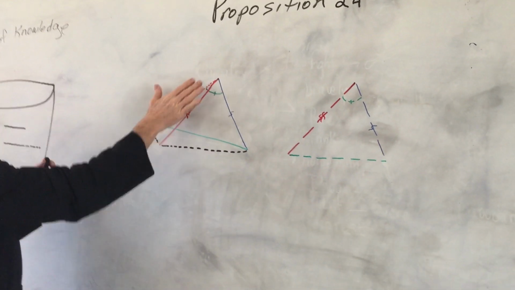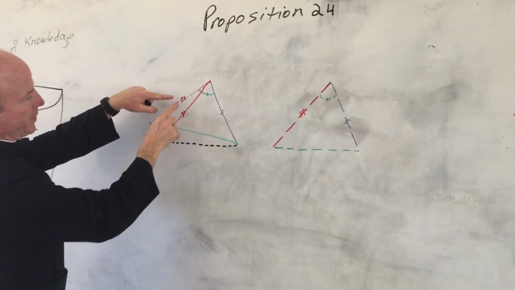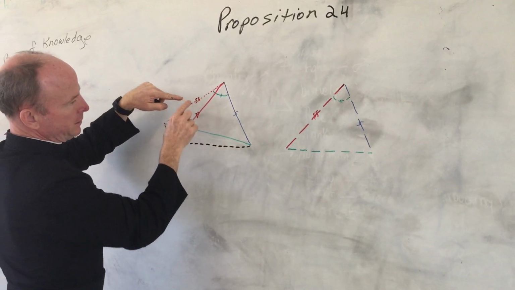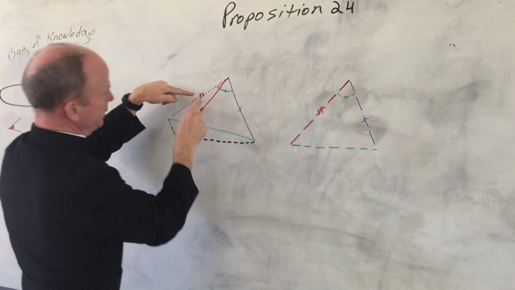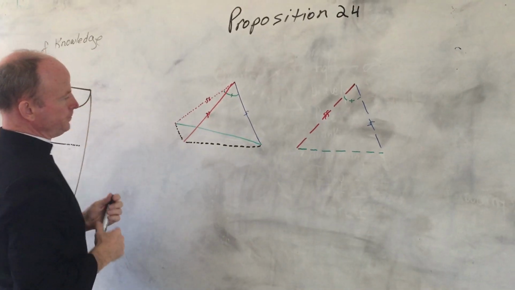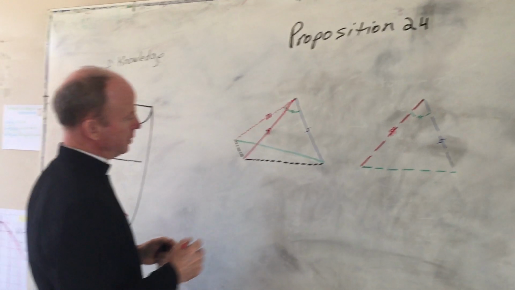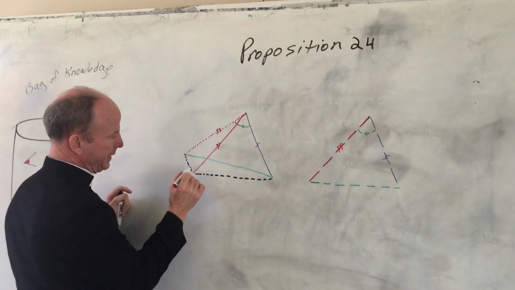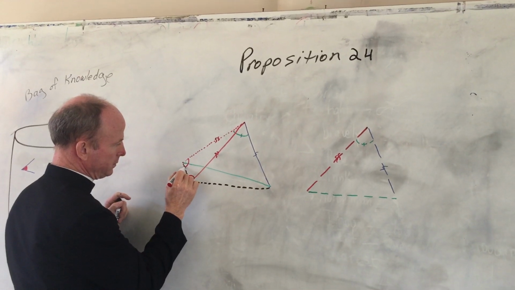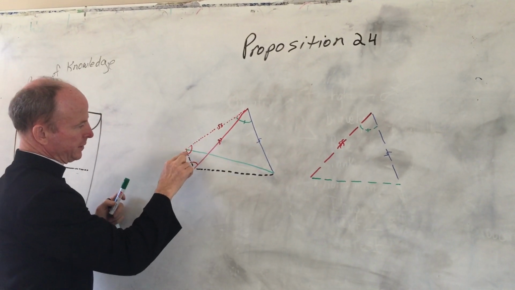Okay, now let's look at this triangle. It's clearly an isosceles triangle. Why do we know that these two sides are equal? Because they're both equal to this. Two things equal to the same thing are equal to each other. We're going to use that from our bag of knowledge as well, that the angles at the base of an isosceles triangle are equal. Okay? So this is equal to this.